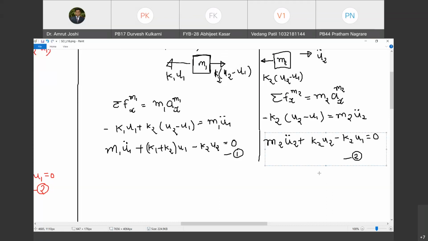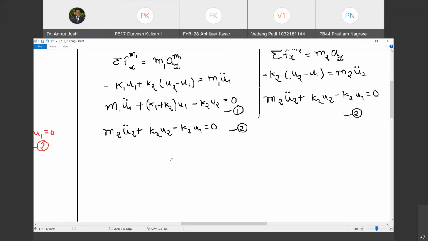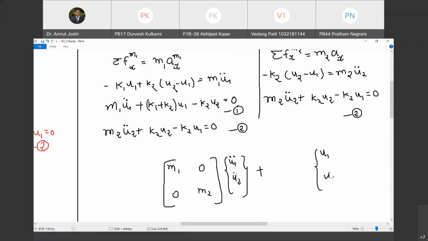Can we write these equations in matrix form? Let's write. How will we write the equations in matrix form? So it is going to be m1 0 0 m2 times u1 double dot u2 double dot. Do you agree with me? Look at the first two terms. Then plus I am going to have u1 u2 here.